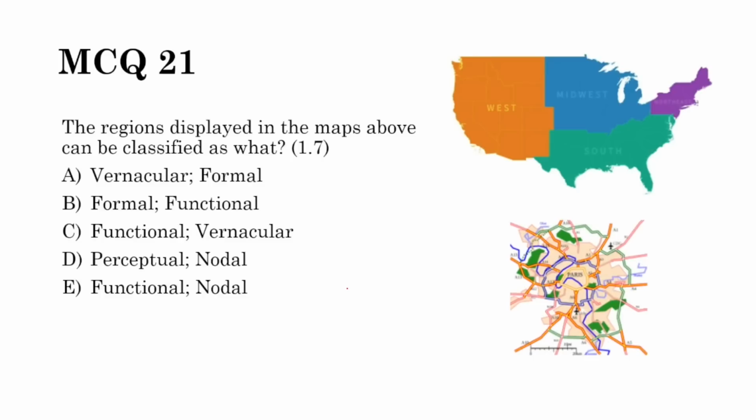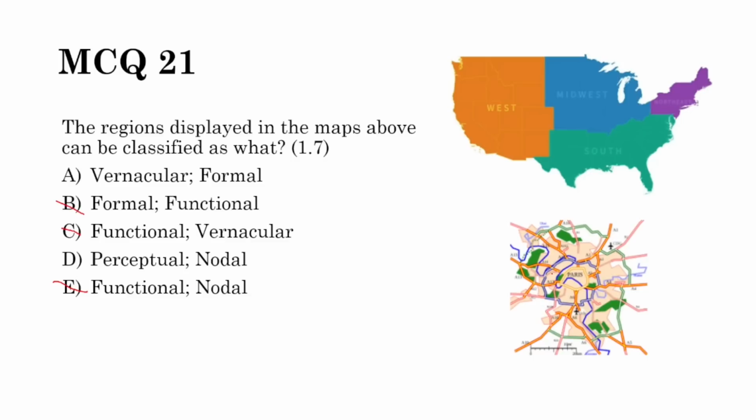Now, the final question. The regions displayed in the maps are classified as what? We're just classifying two different regions here. So let's look at the top map. We're looking at the West, Midwest, Northeast, and Southern regions of the United States. Well, some people don't consider Florida to be part of the South, even though it's the southernmost state. Some people don't consider Oklahoma or Texas to be part of the South. Some people consider Texas to be part of the West. And so these can vary depending on who you're talking to. So these are perceptual regions or vernacular regions. So that rules out B, C, and E.